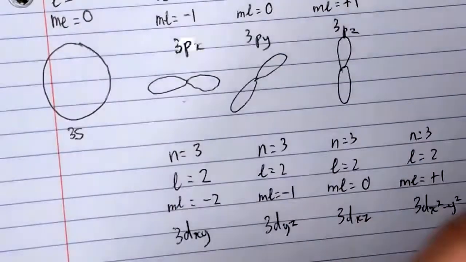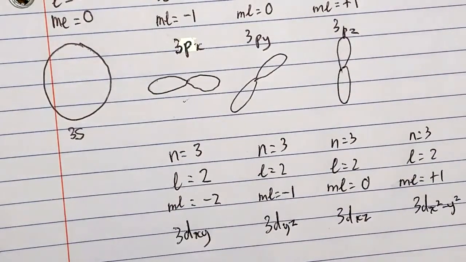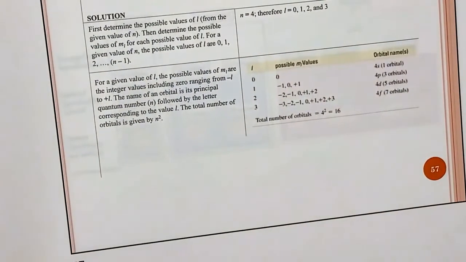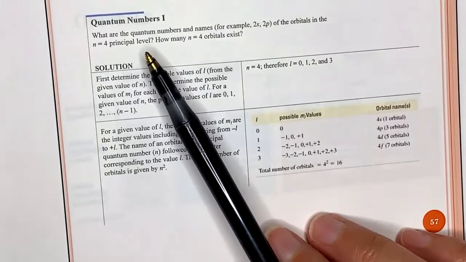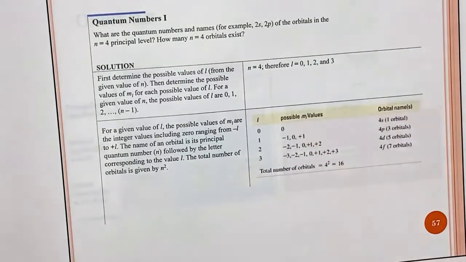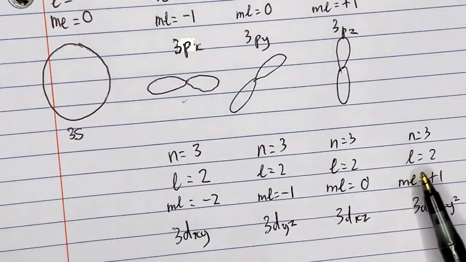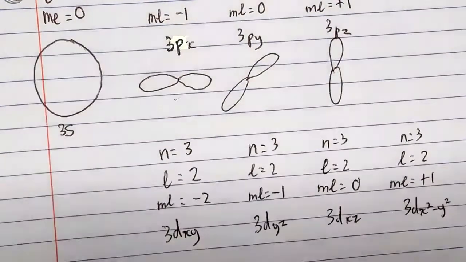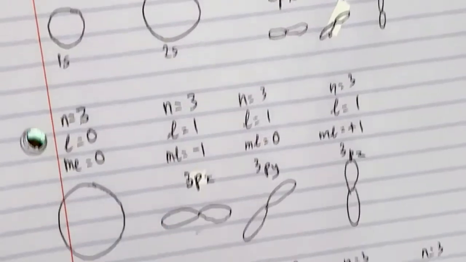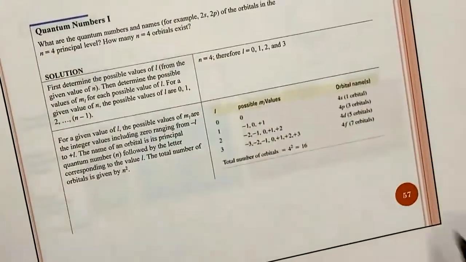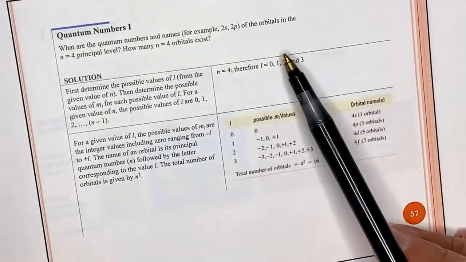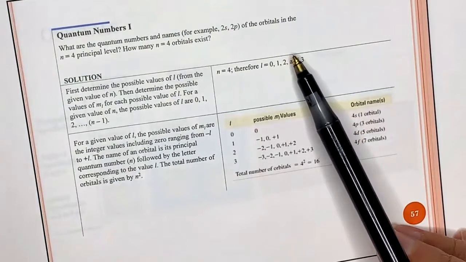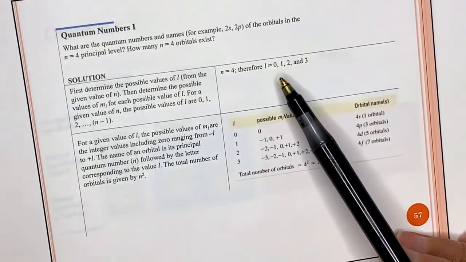And then the question here, we got some questions. When you go over these questions, it says here, what are the quantum numbers, for example, for 2s, 2p, or orbitals in n principal level 4? How many n=4 orbitals exist? So basically, you saw how we were doing n=3, like on this page here. That's a lot, right? They want an n=4. You're like, whoa, there's a lot of them. So what are the quantum names and numbers for n=4?